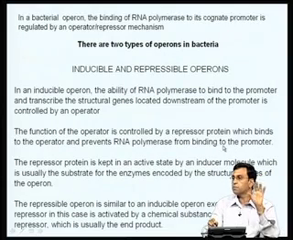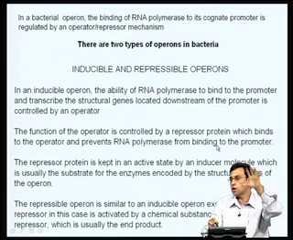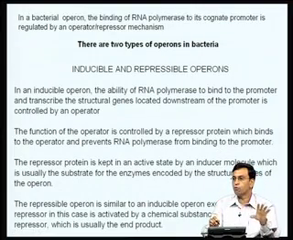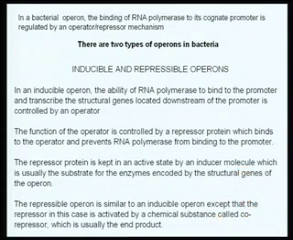So, as long as the repressor binds to the operator sequence and prevents the RNA polymerase from binding, the operon is not functional and therefore, these genes are not transcribed and therefore, enzymes of that particular pathway are not synthesized. Now, the repressor protein is kept in an active state by an inducer molecule, which usually is a substrate for the enzymes encoded by the structural genes of the operon.